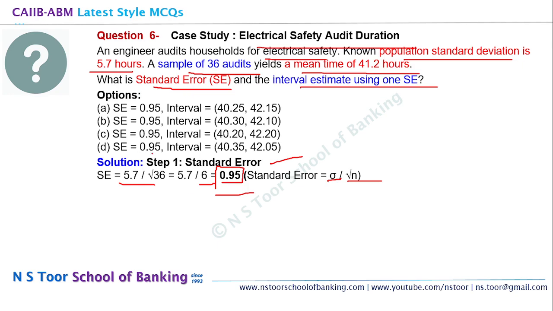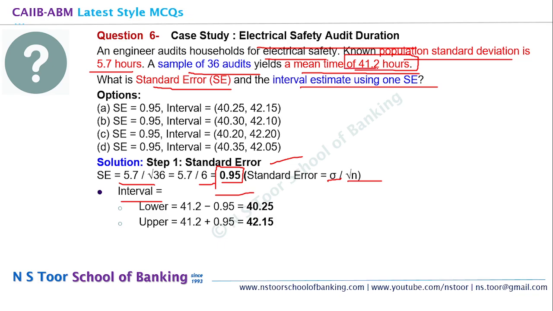But in all the 4 questions they have given the same standard error, so it is of no use to us for finding the correct answer. Now my standard error is 0.95 and I have to calculate the interval. For the interval, I have the mean time, which is 41.2 hours. So mean time plus or minus standard error, then I will be able to find the interval.